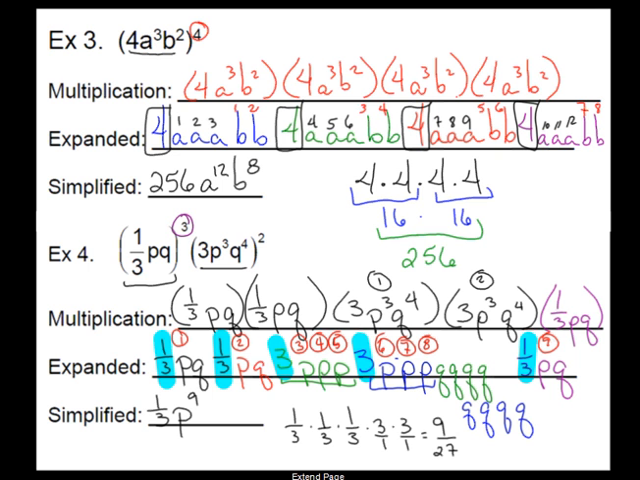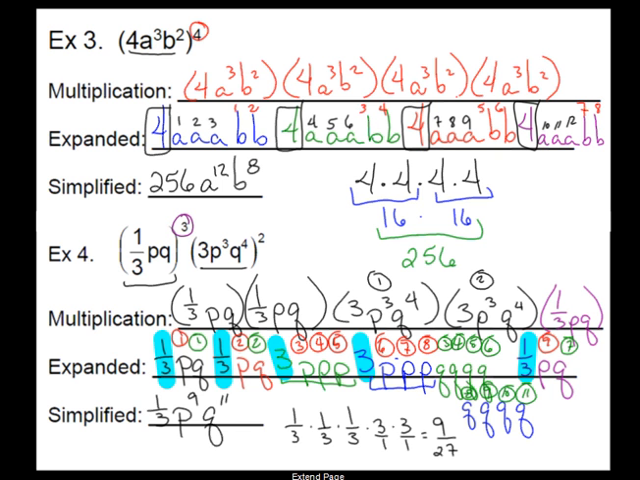Got to go collect all my Q's. It's always good to mind your P's and Q's. So there's 1, 2, 3, 4, 5, 6, 7, 8, 9, 10, 11. 11 Q's. So that is Q to the 11th power. And there's our final answer: 1/3 P to the 9th Q to the 11th.